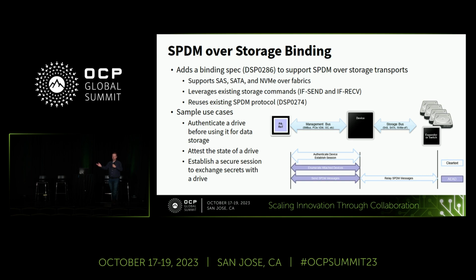Again, use cases, I mean, this is pretty simple, right? You might have a server with 20 devices inside the chassis and then 500 drives hanging off the back end, right? Right now, those 500 drives are not attested. So there's a big need to move authentication out to those devices.